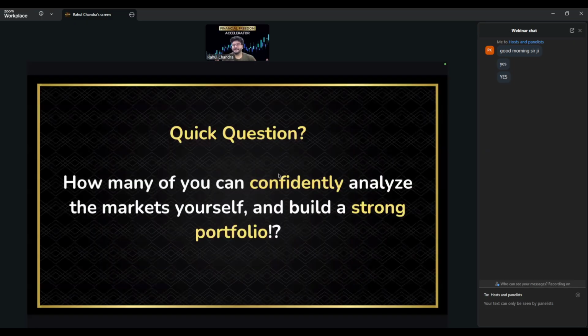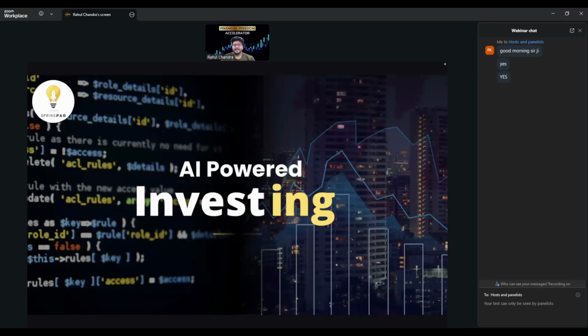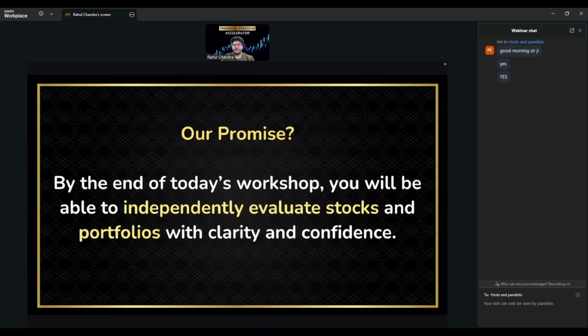need to solve it, right? We need to solve it. That is why we are attending the 4 days of FFA. And that is what brings me to AI powered investing, right? How we at SpringPad use AI in our investing journey. And it is my promise that by the end of today's workshop, you will be able to independently evaluate stocks and portfolios with clarity and confidence.